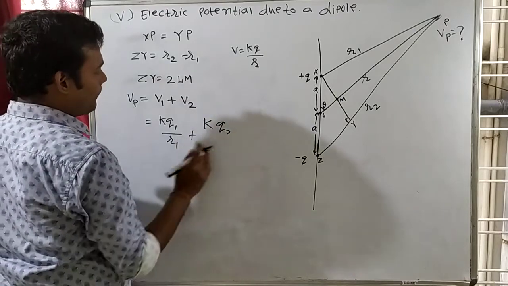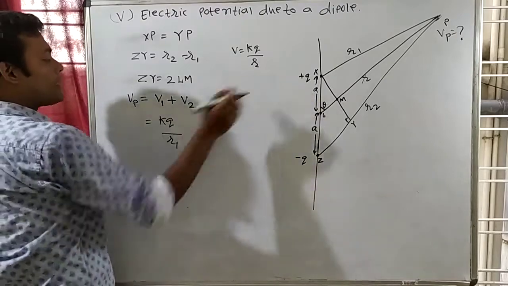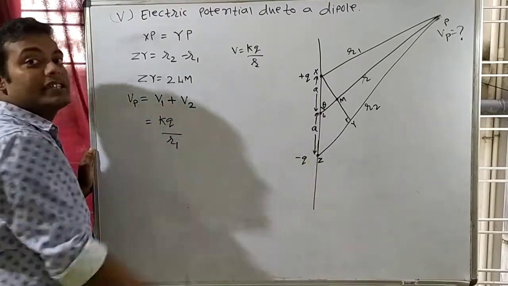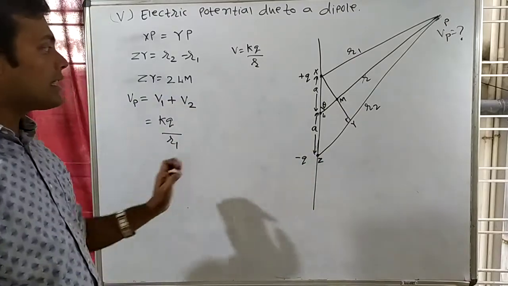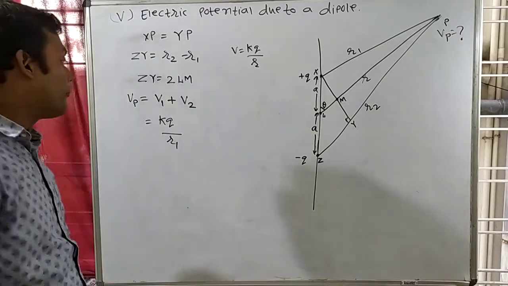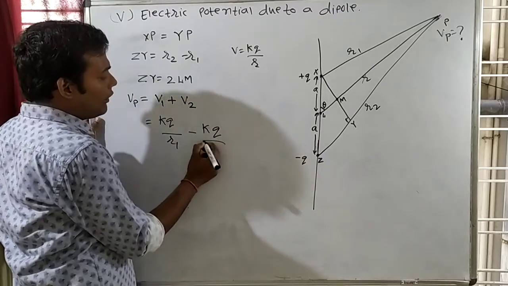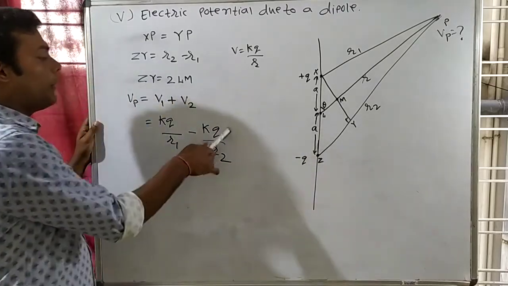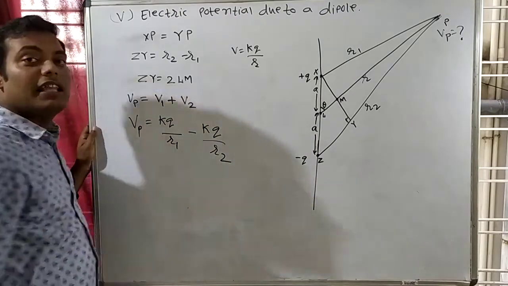Q2? Acha, see here, one thing. This is plus Q, no? So KQ1 by R1. And this is a negative charge, so the potential we have to write with negative. In my previous lecture I discussed that whenever you calculate potential, you must keep the sign. So here what will there be? Minus KQ by R2. Why? Because this charge is negative. So minus KQ by R2. Can we write that this is the total potential at point P?